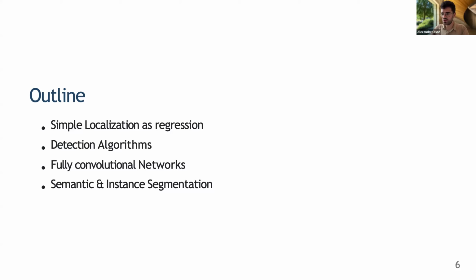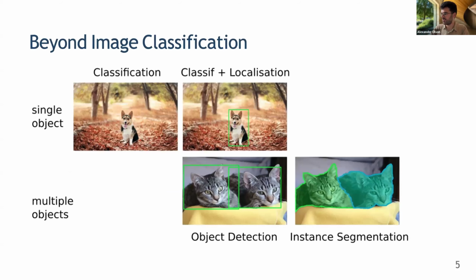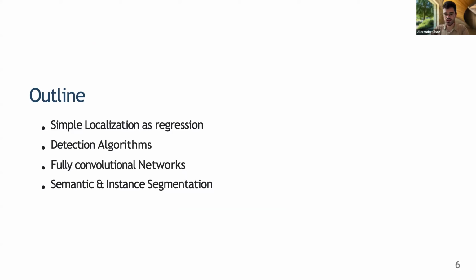And then lastly, we'll talk through semantic and instance segmentation. So these two tasks where we actually identify pixel by pixel what belongs to the class that we're talking about. And in instance segmentation, we also distinguish between multiple subjects of the same kind. Okay, so let's get started. So the first thing that we're going to talk about is this idea of localization.